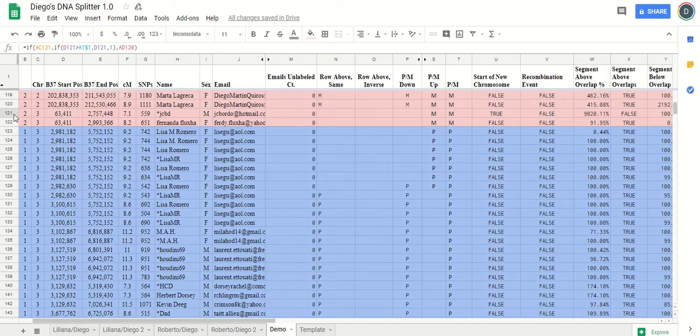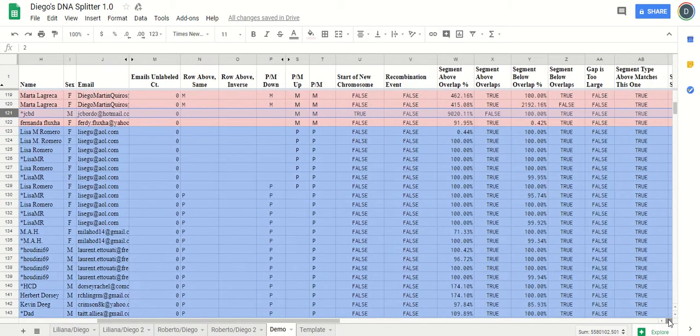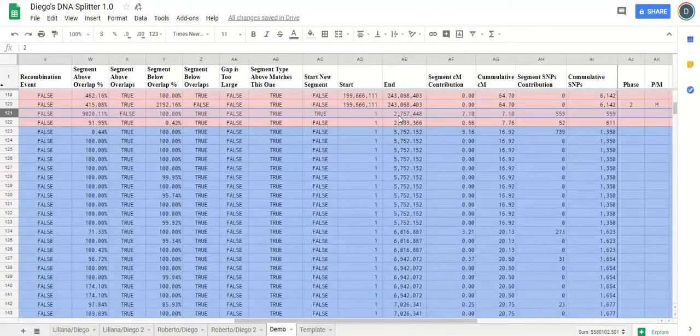And so since this is the beginning right here of chromosome 3, the beginning should be a 1, and then the ending should be the 2.7, which we can see here. And let me hide some of the columns so that I don't have to be scrolling back and forth so much.